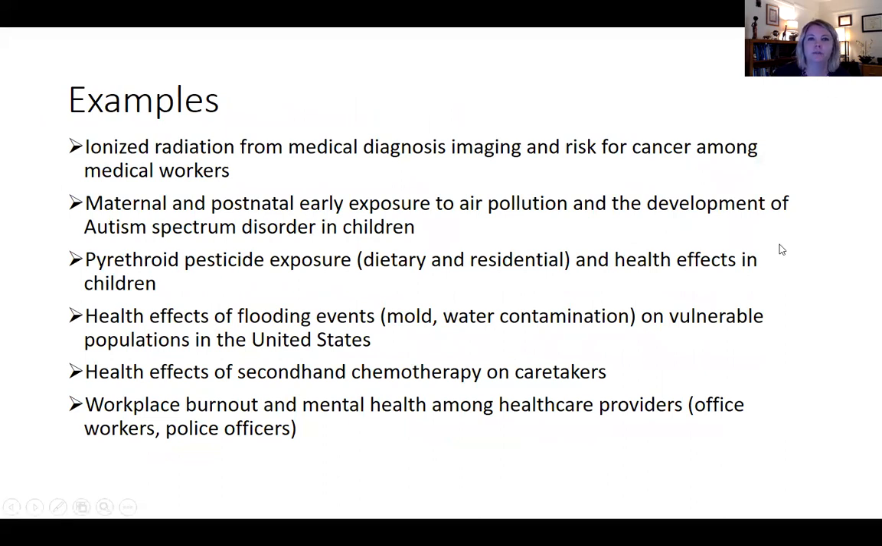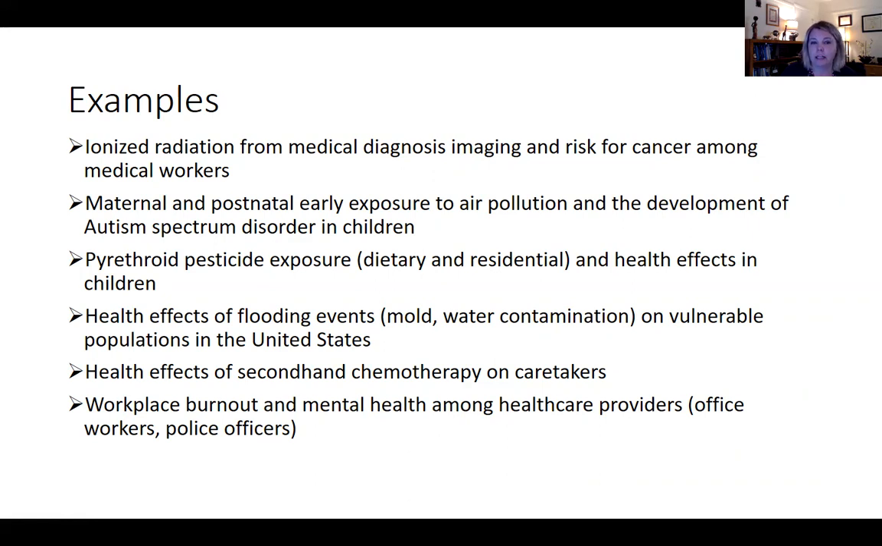So ionized radiation from medical diagnosis imaging and risk for cancer among medical workers. Another one here was maternal and postnatal early exposure to air pollution and the development of autism spectrum disorder in children. Pyrethroid pesticide exposure and the health effects specific to children. This next one was a little bit broader, health effects of flooding events on vulnerable populations in the United States. And I would recommend even narrowing that into a certain geographic area as well, the more specific, and then you can make recommendations. But the student did a very, very good job on this.